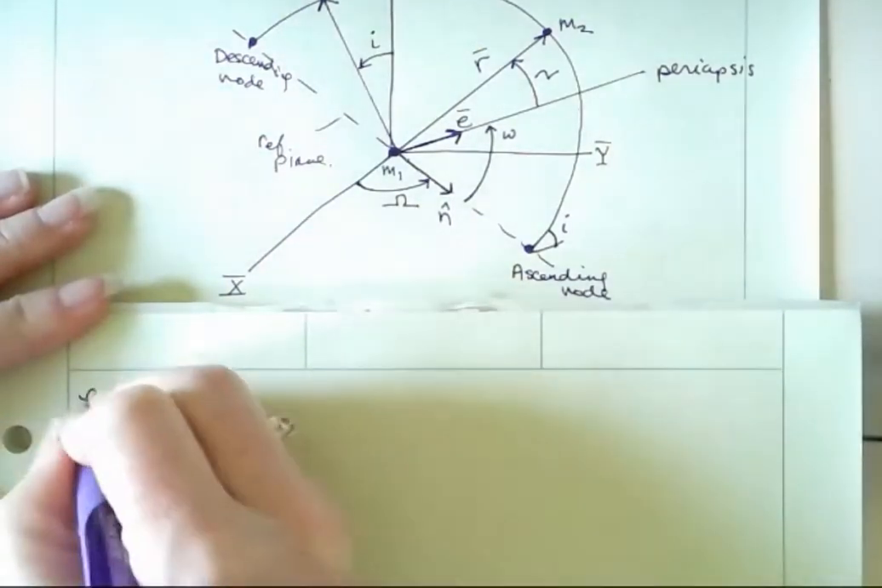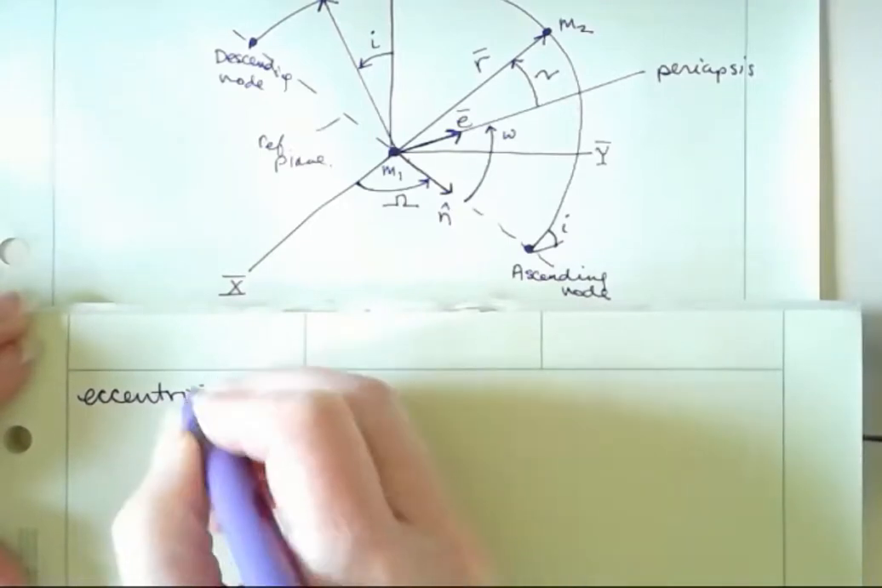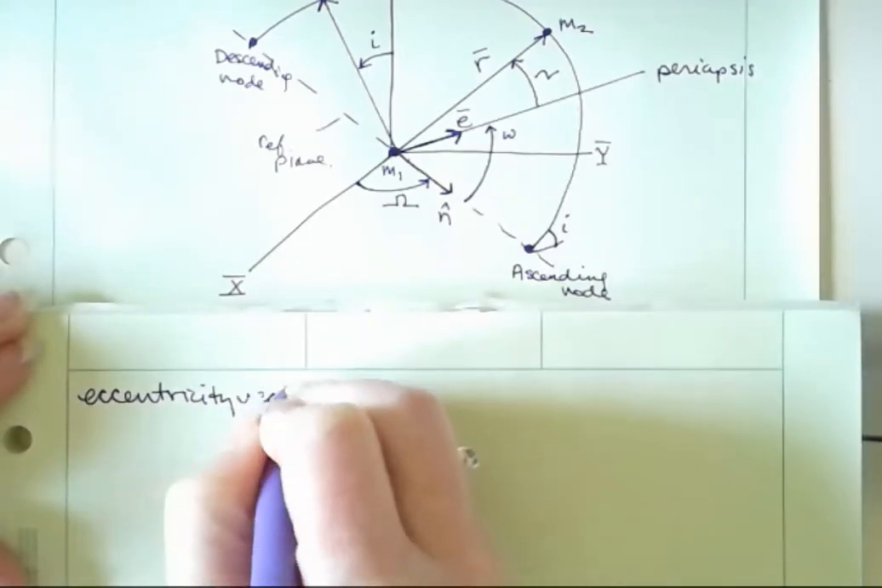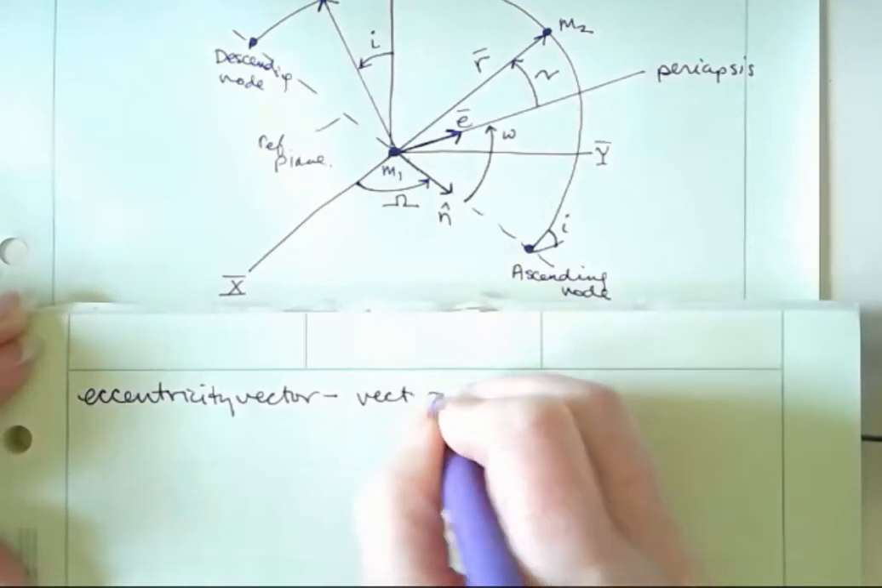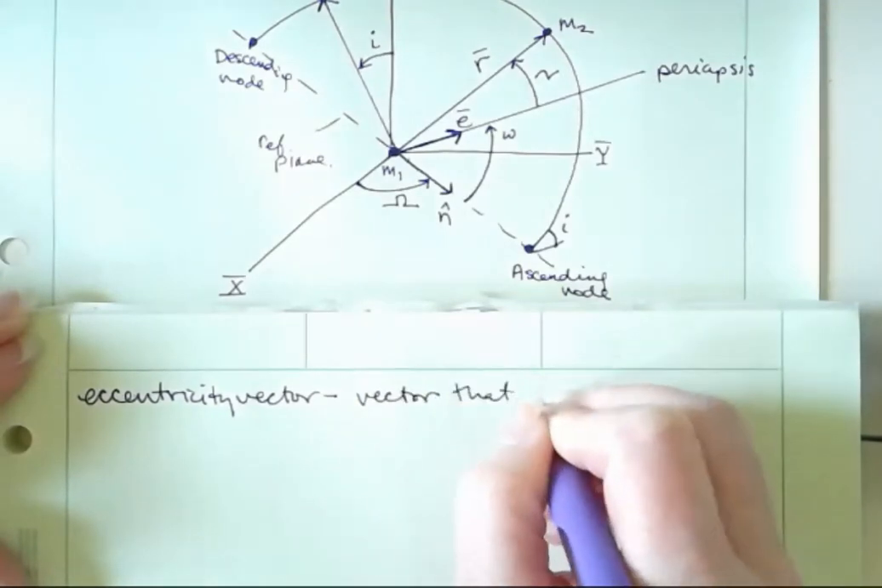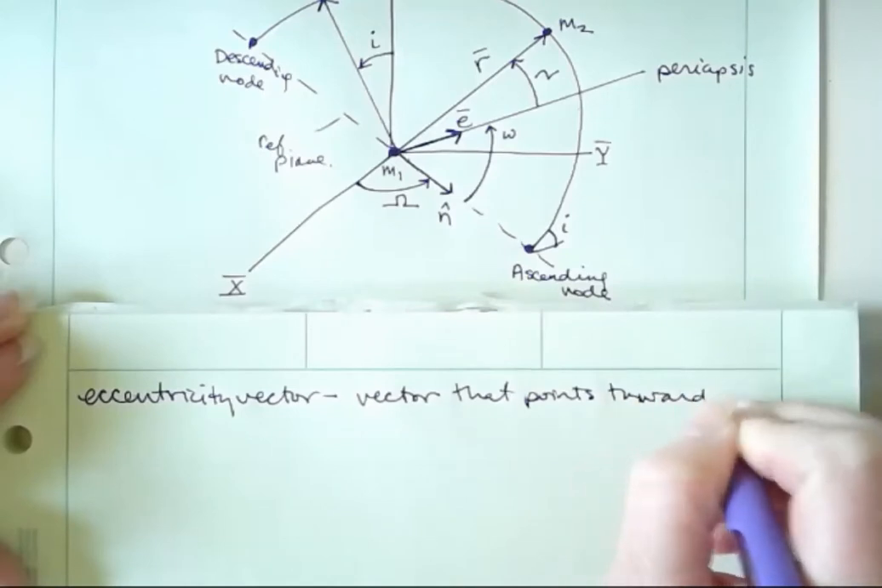Okay, so eccentricity vector, that's what we were talking about just a second ago. I said I'd write down what it was. The eccentricity vector is going to be a vector that points towards periapsis.